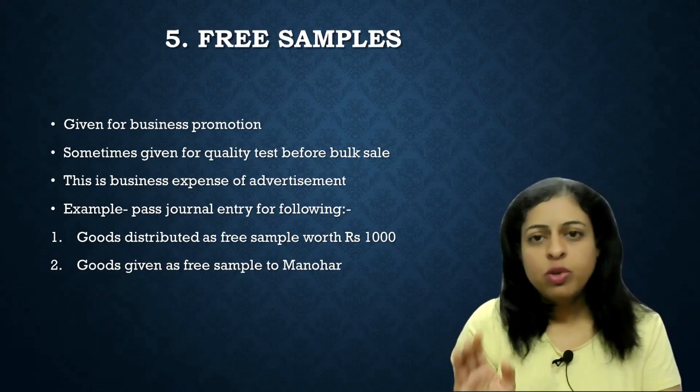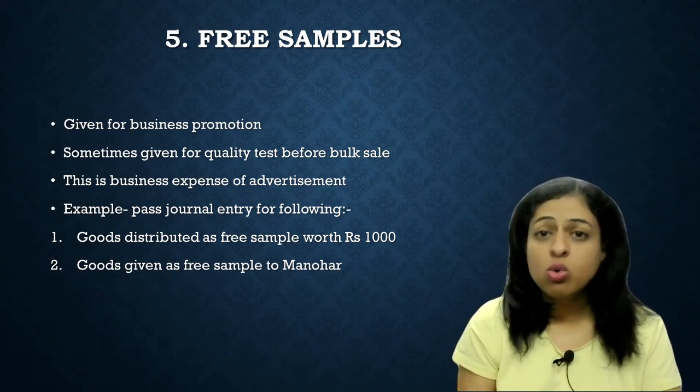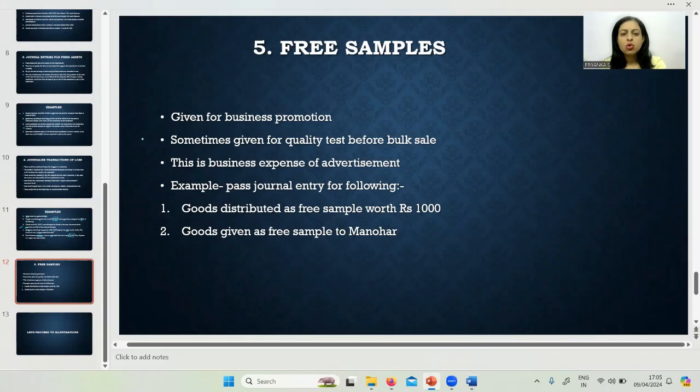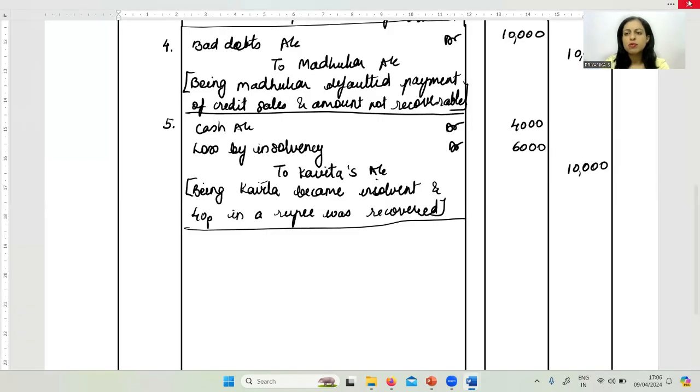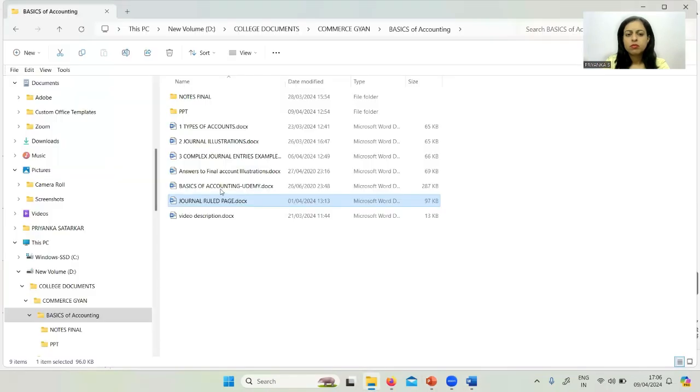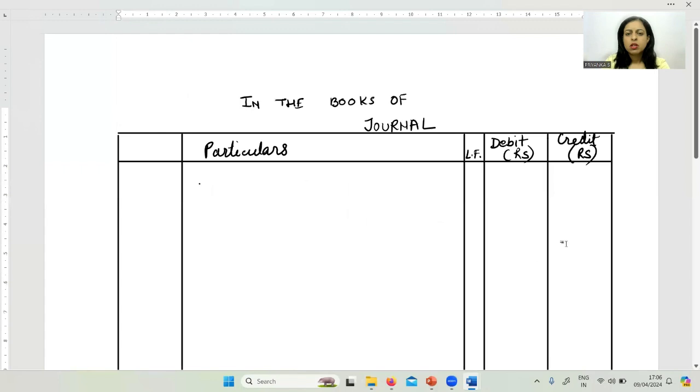Fine, got it? So we will take these examples now, how to journalize them, how to write them in the journal. Fine. Now coming to the examples of free samples. They are saying here just two transactions are here, pass journal entries for these transactions. What is happening? Goods distributed as free sample worth 1000. Goods distributed as free samples.